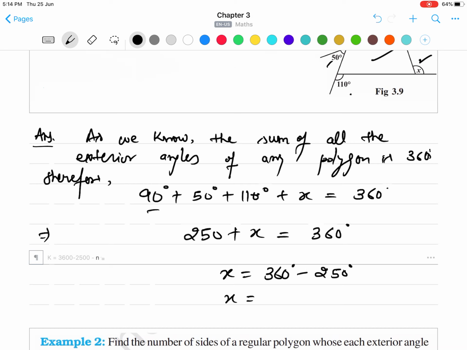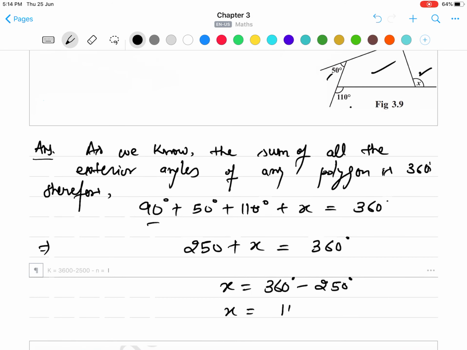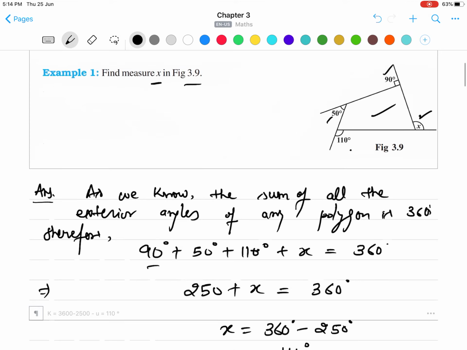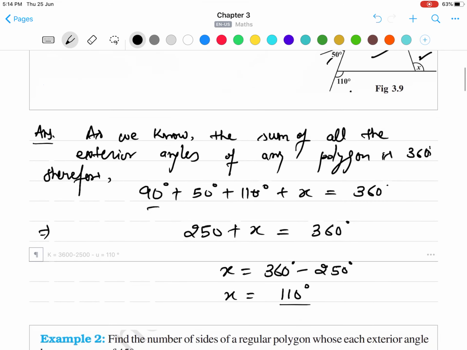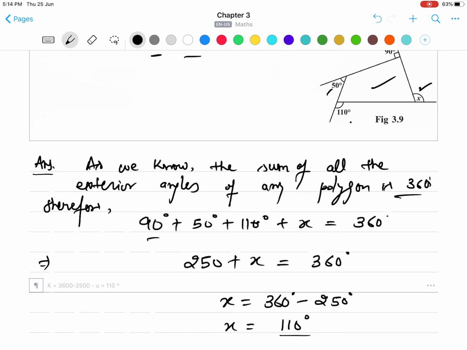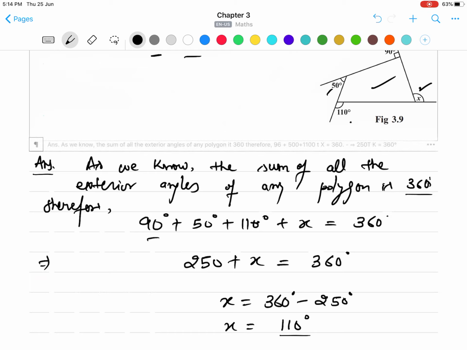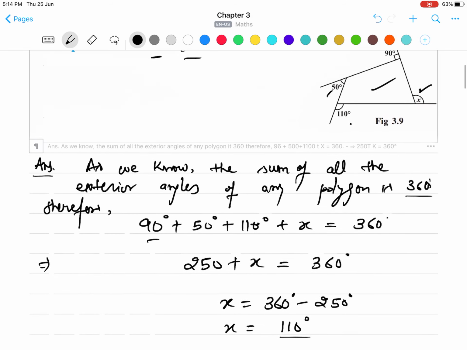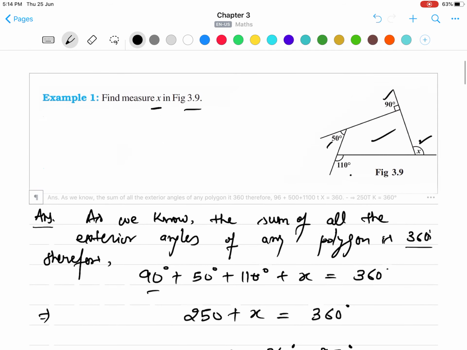Hence the value of x will be 110 degrees. So that's the answer for this example. The value of x from here is 110 degrees. We have simply used the property that the sum of the exterior angles of any polygon is always equal to 360 degrees. By using that we can easily calculate the measure of any exterior angle.